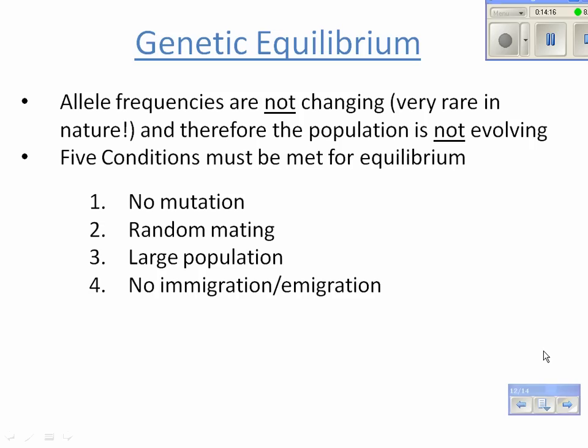Okay. So if a population is not evolving, that means it's at equilibrium. So the big things with a population being at equilibrium are these four. Obviously there's not going to be any mutation. There has to be random mating, meaning that one organism does not get to reproduce more than others. A large population size makes equilibrium easy, and then obviously no one's leaving or coming in.